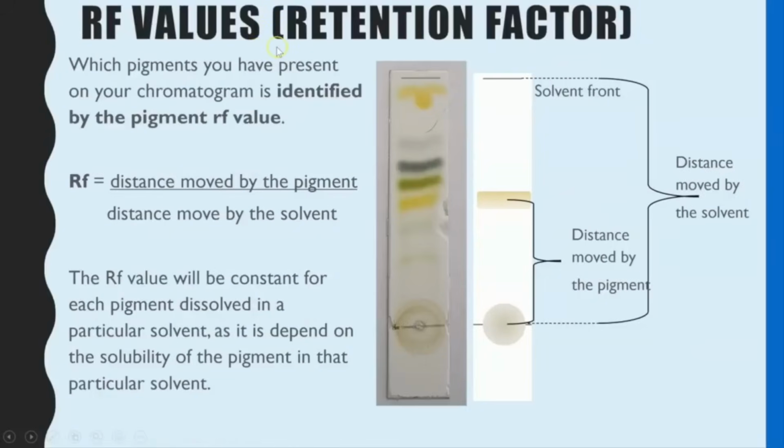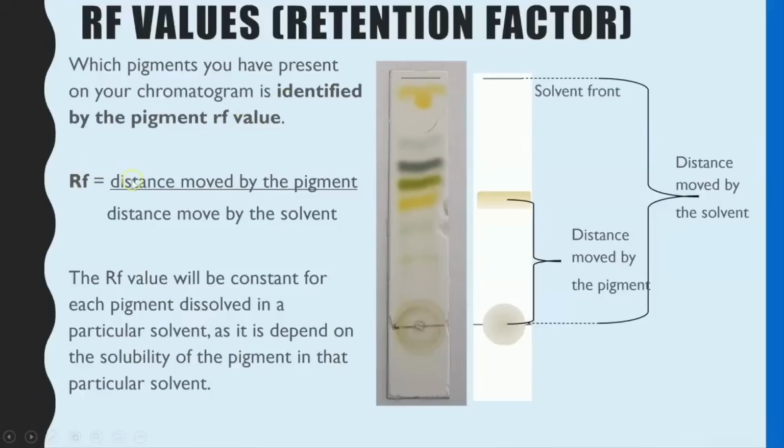So RF values, which stands for retention factor. This is the way that we identify which pigments are present. Because you could take a guess based on the colour. You might be looking at the yellows and think, well, they're yellow, so it's xanthophyll. These are grey, it's phaeophytin. We've got this one here, which is probably chlorophyll B. This one's more a bluey green, so chlorophyll A. However, you need to standardise this by actually using an RF value.